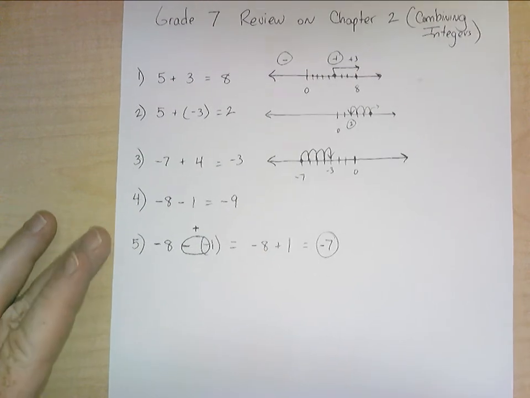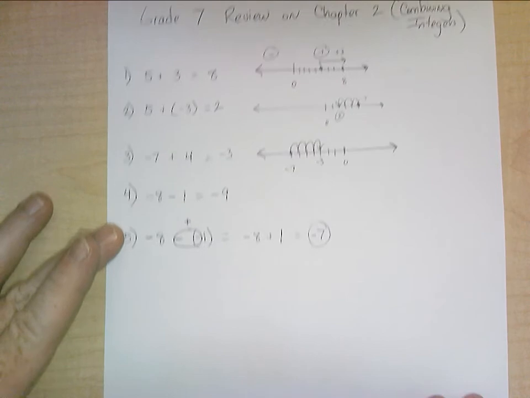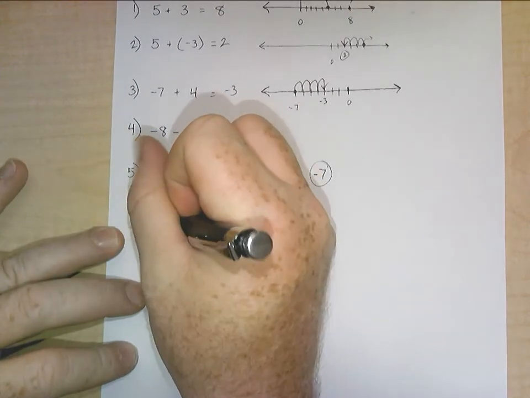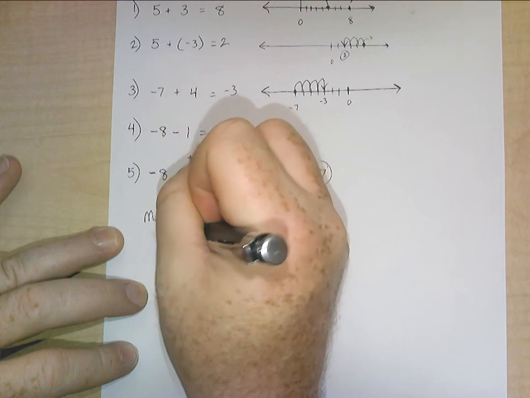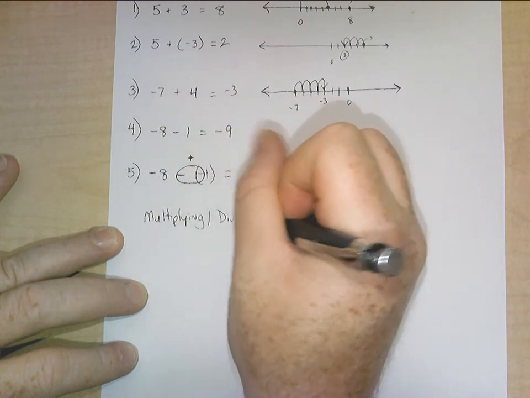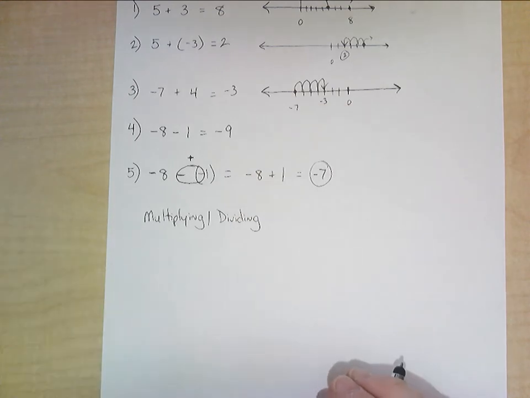All right, now, I know this is just a quick review, so it's kind of a refresher. But the last thing is, when we're multiplying and dividing integers, it's really pretty simple, especially if you're just talking about two integers.